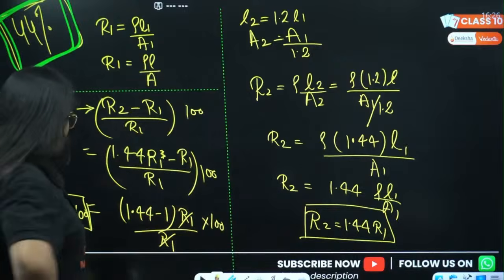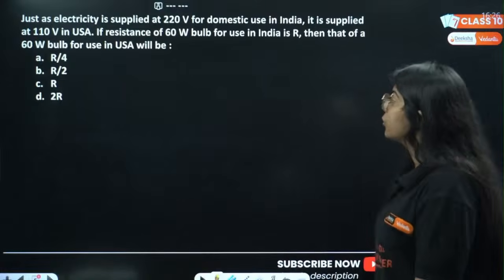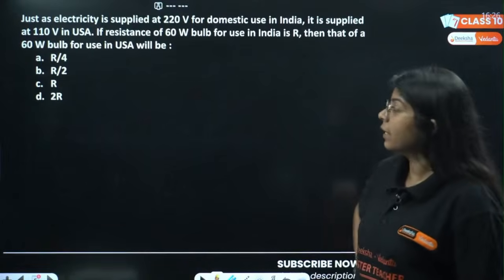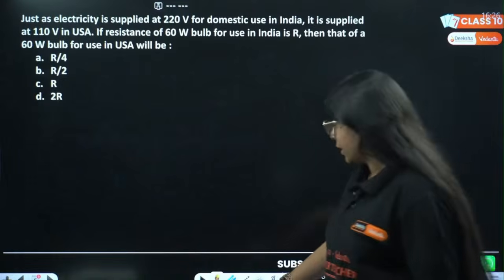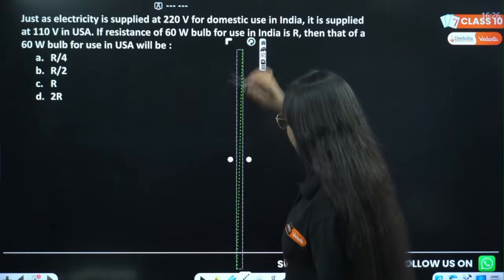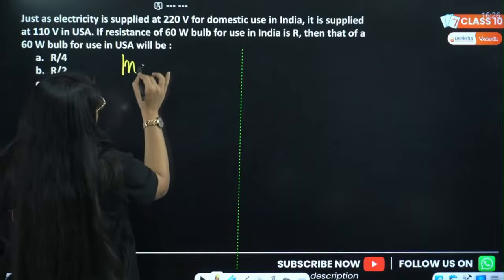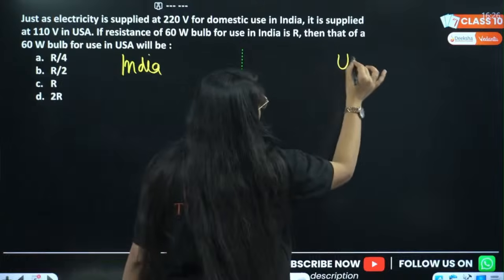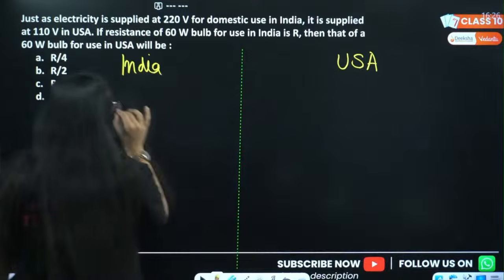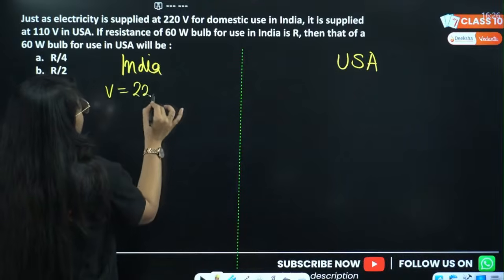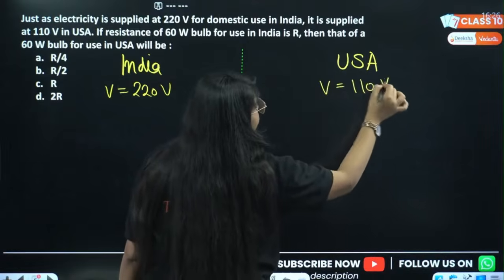Let's go. The next is, just as electricity is supplied at 220 volt for domestic use in India, it is supplied at 110 volt in USA. So we have two scenarios. One is our own country Bharat, right? So the first is India and the second is USA, right? They are saying that in India they are giving a voltage of 220 volt, but in USA the voltage supplied is 110 volt, correct?